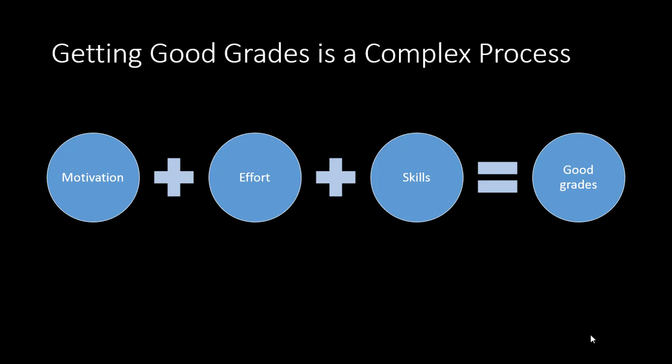And the idea is that getting good grades is a complex process. It takes motivation, it takes effort, it takes skills. Just because you're an English major doesn't mean you have those three things. That is what we call a false cause fallacy. There's not a cause-effect relationship here necessarily. Okay, in today's discussion we'll talk about false cause and three other types of fallacies.